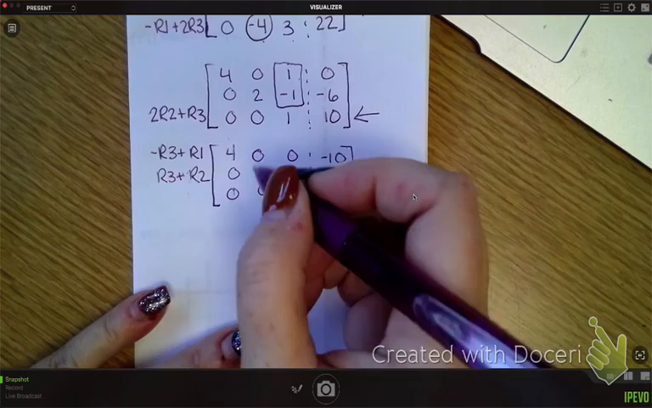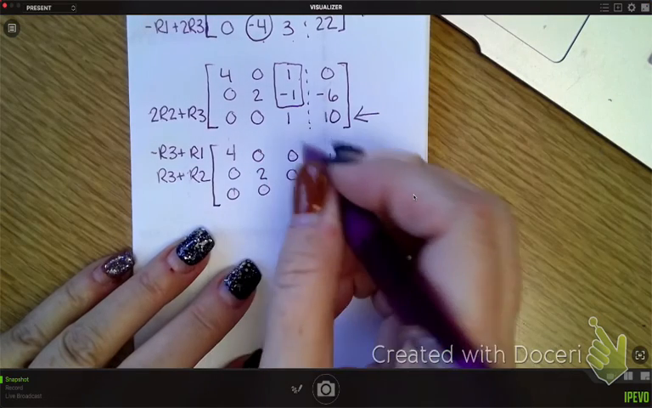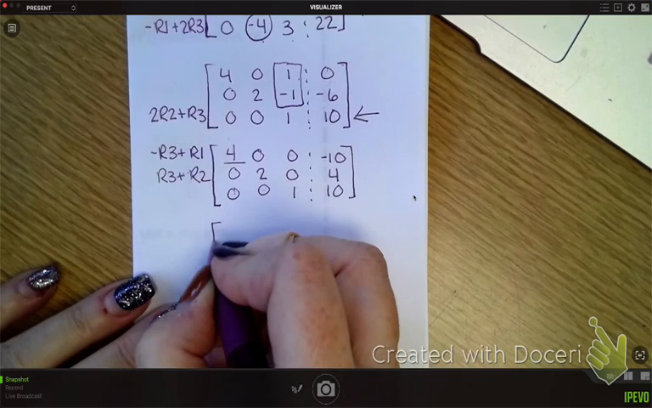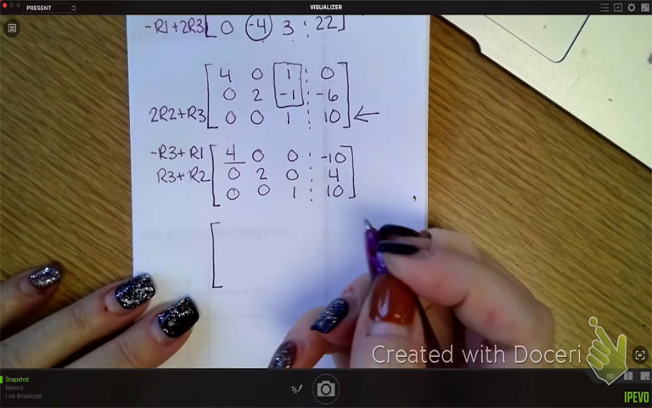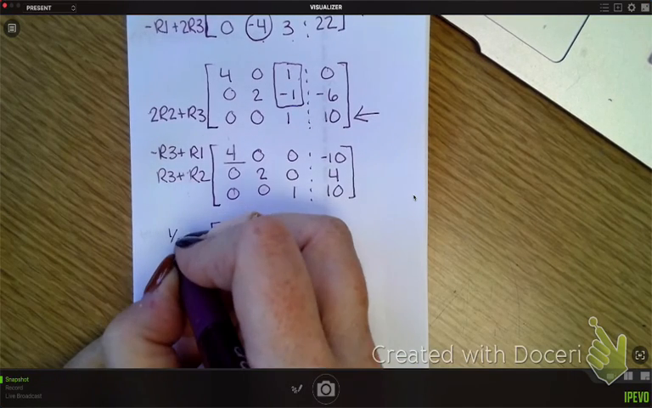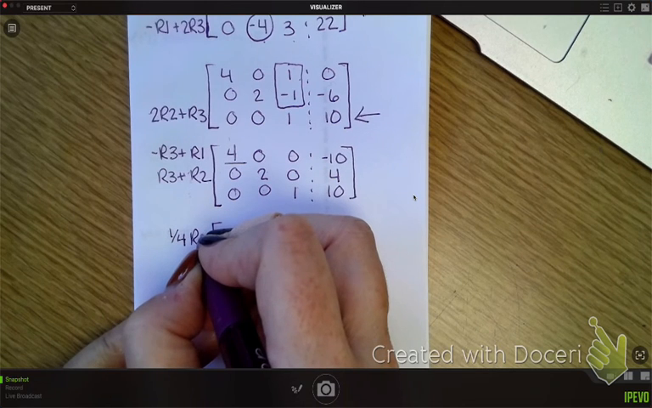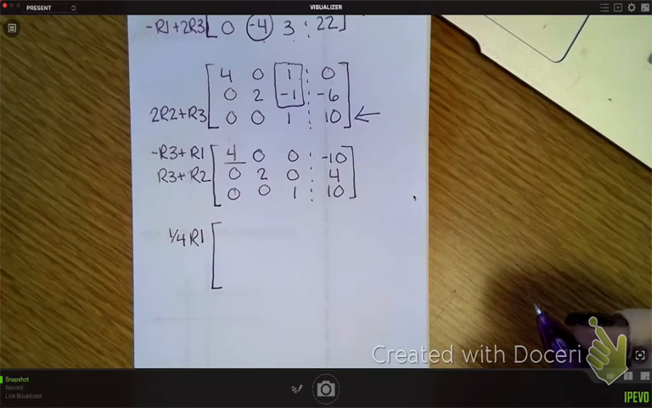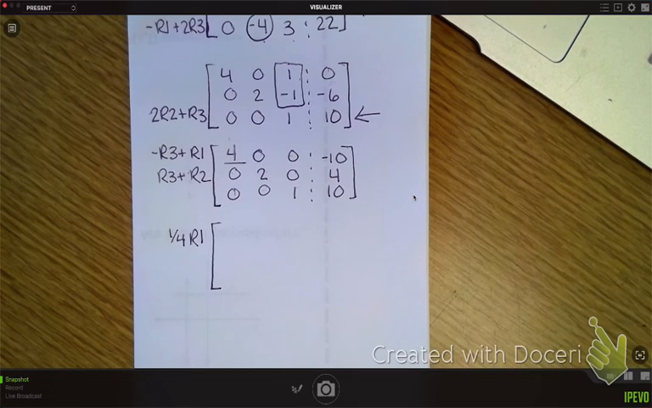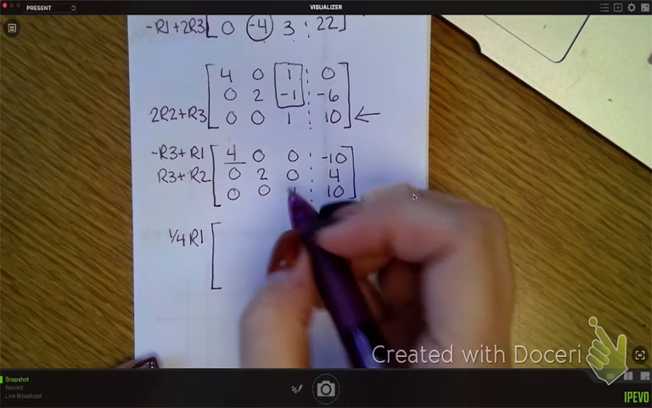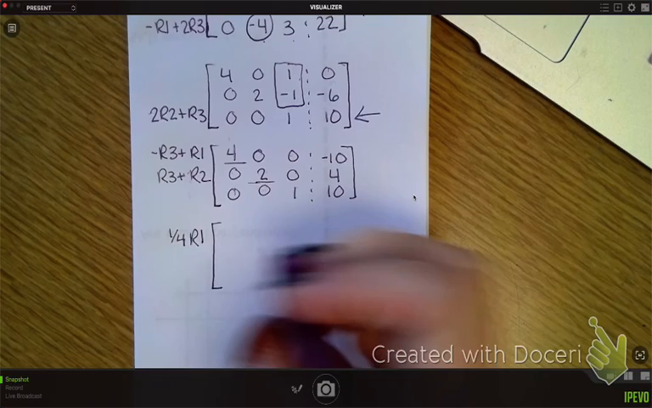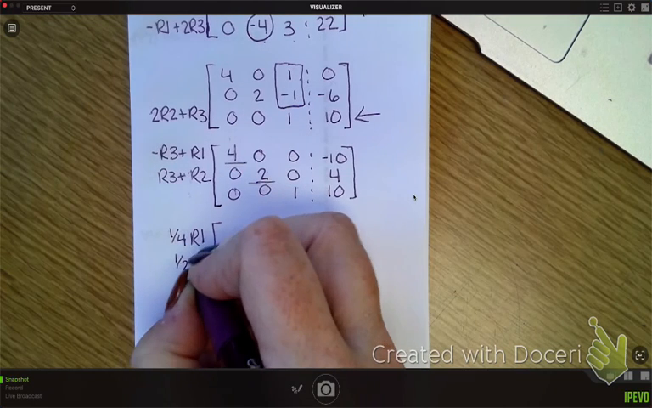Okay, so do I have my zeros where I need my zeros? Yes. Now I need to worry about the ones. So this 4 needs to be a 1. What do I need to multiply by? 1/4. Does it matter what order you do the ones in? Yes. So go diagonal. Okay, what do I need to do with row 2? 1/2. Do I need to do anything with row 3? No.